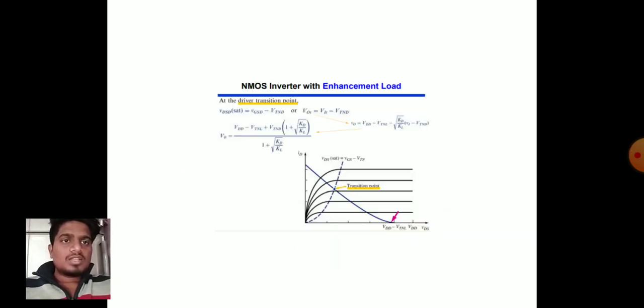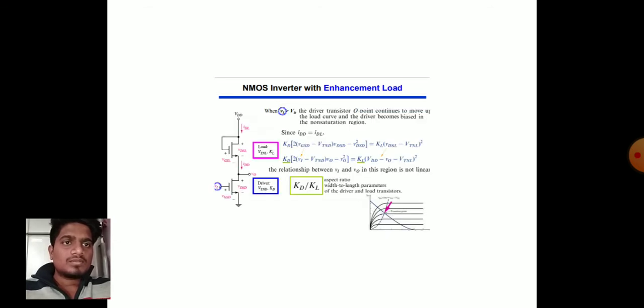NMOS inverter with enhancement load. As the input increases, the driver transistor Q point continues to move up the load curve and the driver becomes biased in the non-saturation region.